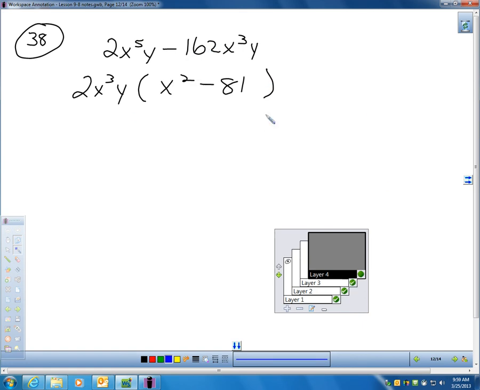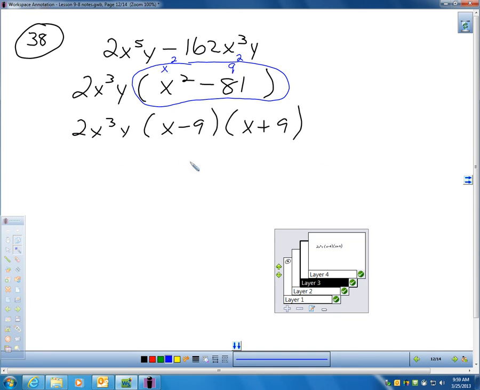A lot of people just quit here. If you quit, you did not notice, and you definitely want to notice, I have a difference of squares right here. Think about it. I have x being squared, and I got 9 being squared. 9 squared is 81. Well, with the difference of squares, you just take x minus this and x plus that. So there I completely factored it.